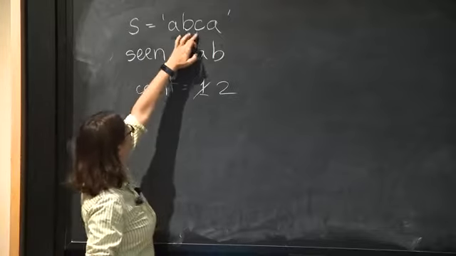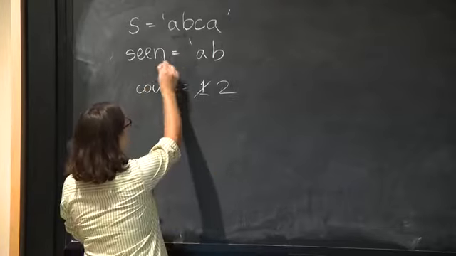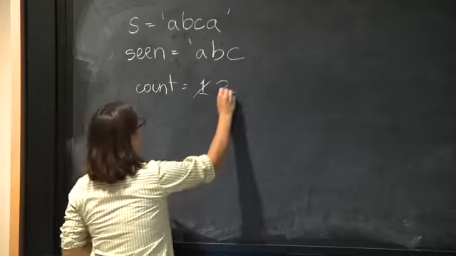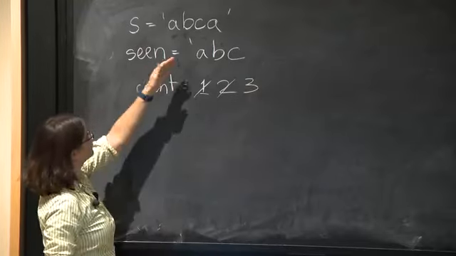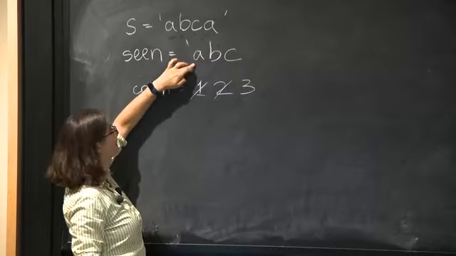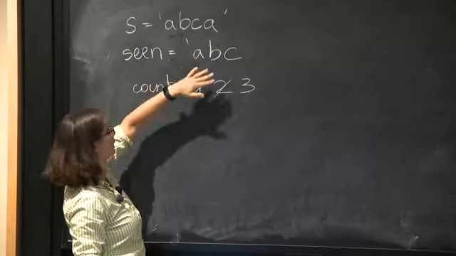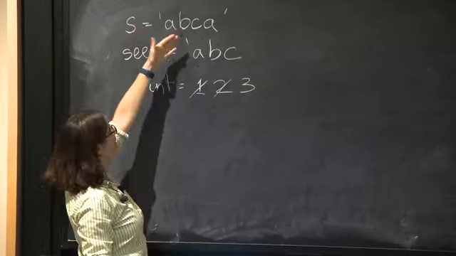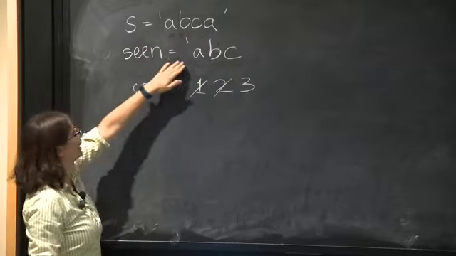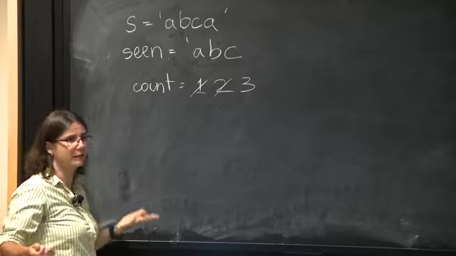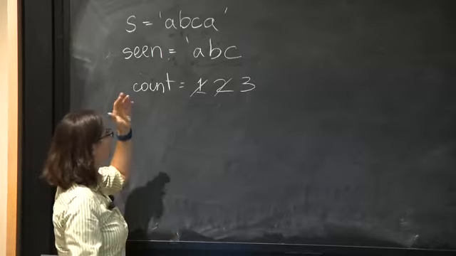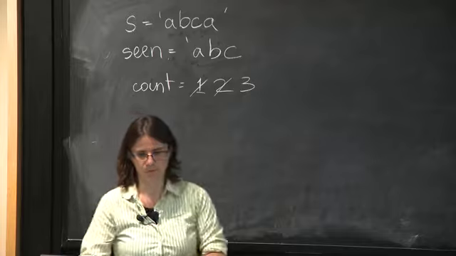Next, I'm going to look at the letter c. Have I seen it before? No. I'm going to add it to my seen, and then I'm going to increment my count. And then the last time, I'm going to look at this letter a and ask, is it already in my seen? Yep. So I'm not going to do anything with this one. When I see a letter that I've already added to my seen variable, I basically do nothing in my code. So most of the work happens when I encounter something I have never seen before.